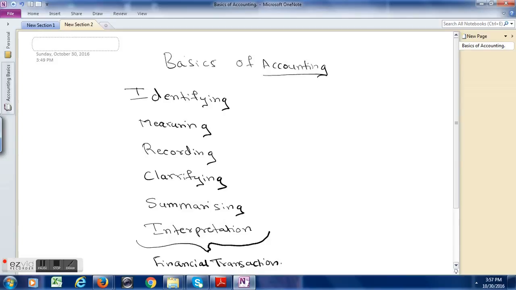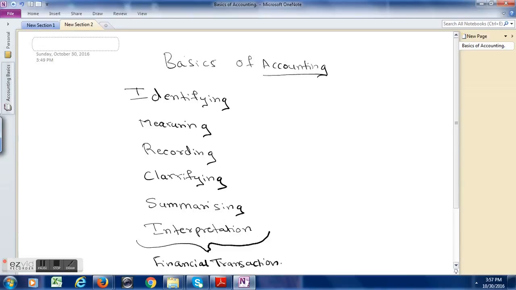So first you identify whether a transaction is a financial transaction. Then measuring is you identify what is the amount involved in that. Recording is nothing but you record it somewhere, like even in small cases, when you get pocket money or give something to someone, you have a mental record that you have so much pocket money and you have spent so much on this and that. So that's recording.